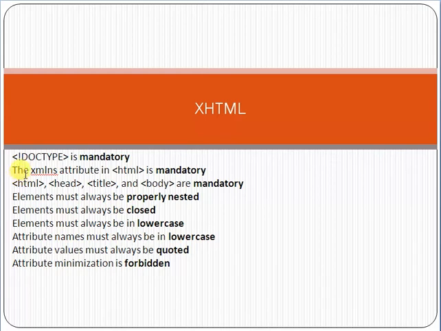First of all, we know that HTML is based on tags, so the doctype is mandatory in XHTML. The XML namespace attribute in the html tag is mandatory. The html, head, title and body tags are mandatory. Elements must always be properly nested. Elements must always be closed properly. Element names must always be in lowercase. Attribute names must always be in lowercase. Attribute values must always be quoted. Attribute minimization is forbidden. So these are the mandatory things which have been introduced in XHTML.